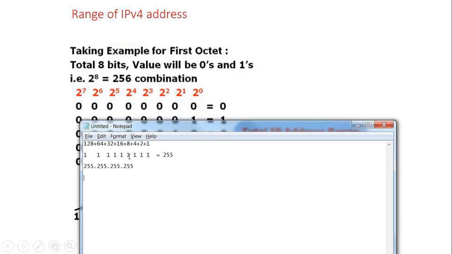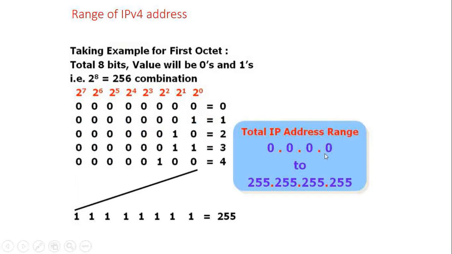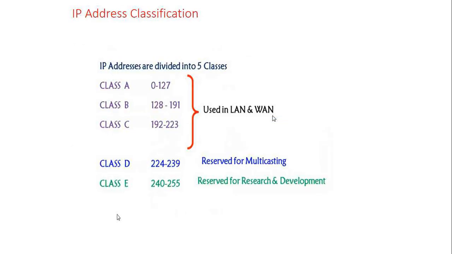It's gone now. Okay, so 0.0.0.0 to 255.255.255.255. This is the total IP addresses that we can get in a 32-bit IPv4 address. Now, these wide range of IP addresses, billions or millions of IP addresses, we have categorized or divided into different classes, and we will discuss that. This is IP address classification. So IP addresses are divided into 5 classes: class A, class B, class C.